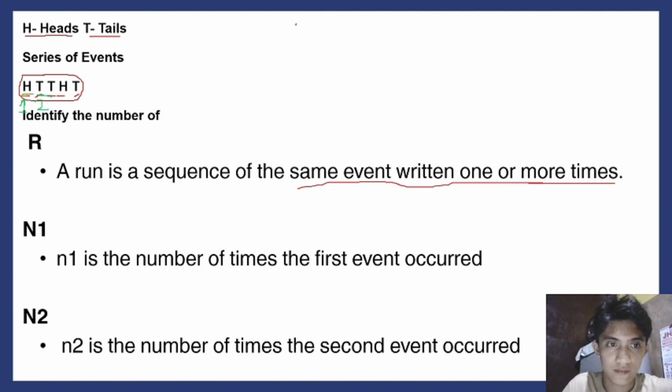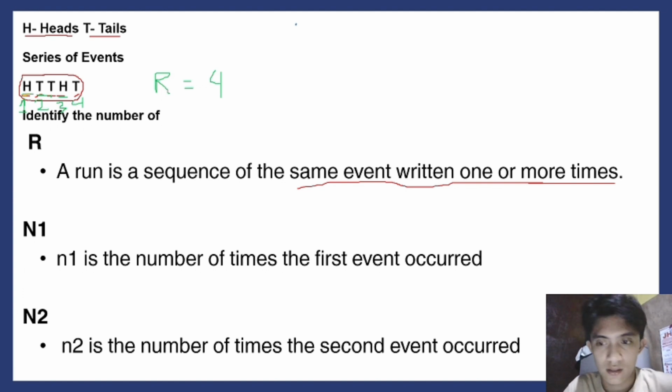Next, it changes again. So we have heads here. So meaning, this heads becomes the third run. And this tails, it changed again, so it becomes the fourth run. Therefore, the number of runs in our series of events, we have four. Four runs. So that's how to identify the number of runs.